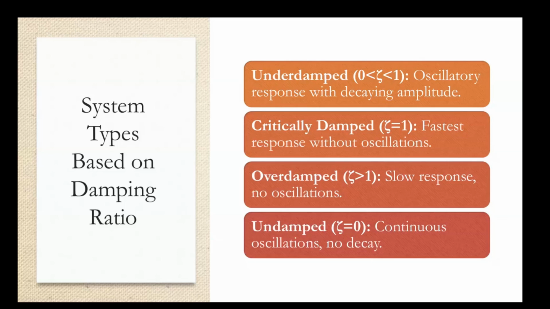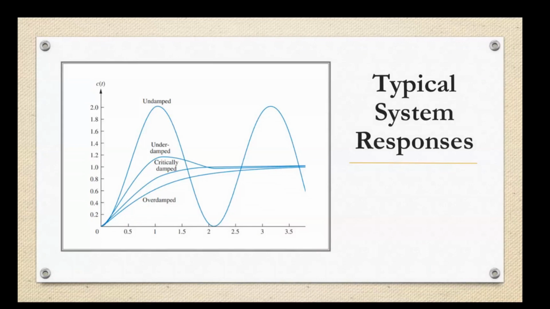Based on the value of the damping factor, we can classify second order systems into 4 different categories. An underdamped system, where the oscillator responds with a decaying amplitude. A critically damped system, where the response is fast without any oscillations. An overdamped system, which is a slow response with no oscillations. And an undamped system, which has continuous oscillation without any decay. We will see how the waveforms look in the next slide.